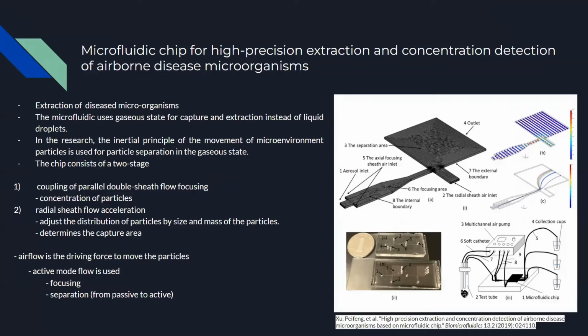The chip consists of 2 stages. The first stage is coupling of parallel double sheet focusing, and its function is forcing the particles to concentrate as it flows through the center line of the microchannel. The second stage is radial sheet flow acceleration, which adjusts the distribution of particles based on size and mass in the capture zone and will decide its capture area. Even though the driving force of moving the particles is airflow, this chip will still use active flow in focusing and in separation that will become active.